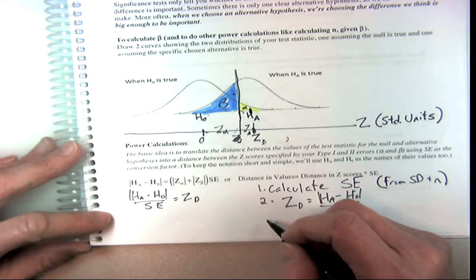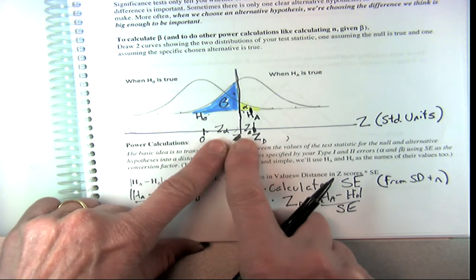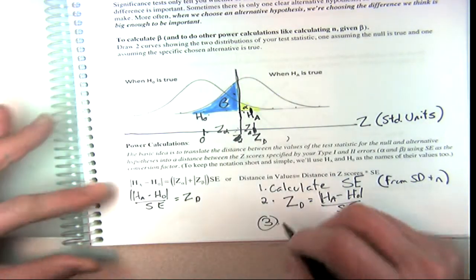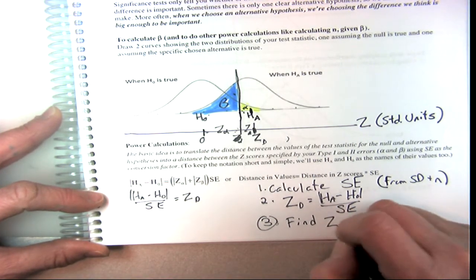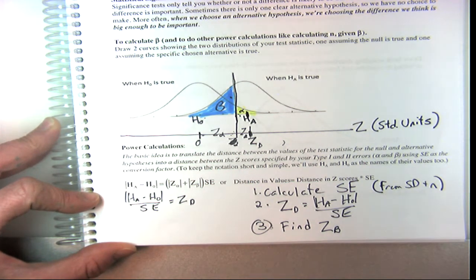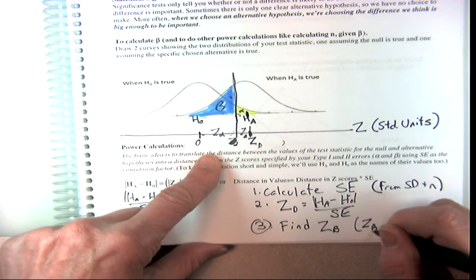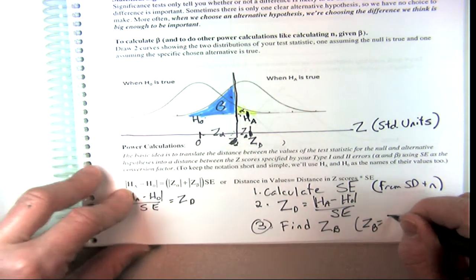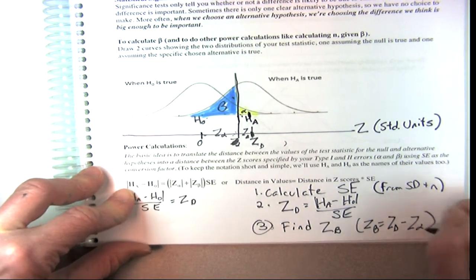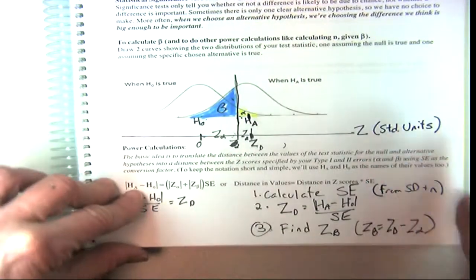And then the third thing is going to be, once we've got that distance, we're just going to get z alpha and z beta, okay? So we'll find basically z beta. That's going to be the roadmap. Z beta is going to just be this overall distance minus z alpha. So let's just start it and work through it. So that's just the idea.